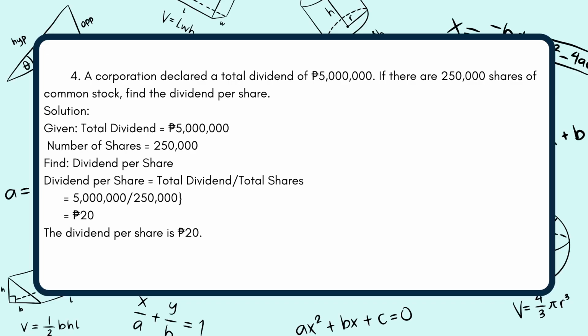Solution: dividend per share is equal to 5 million, number of shares is equal to 250,000. We need to find the dividend per share. In order to find the dividend per share, we must divide the total dividend by the total shares. So 5 million divided by 250,000 is equal to 20 pesos. The dividend per share is equal to 20 pesos.